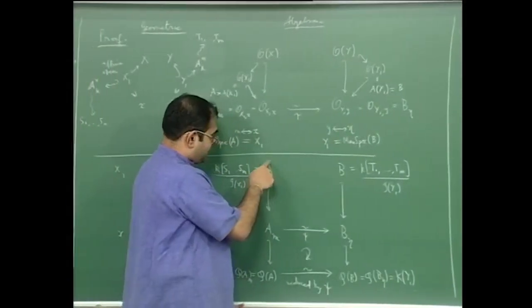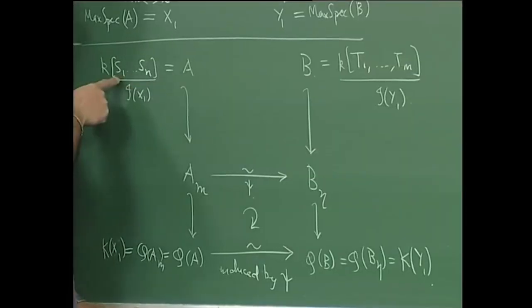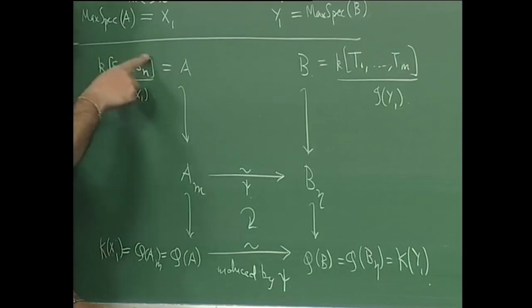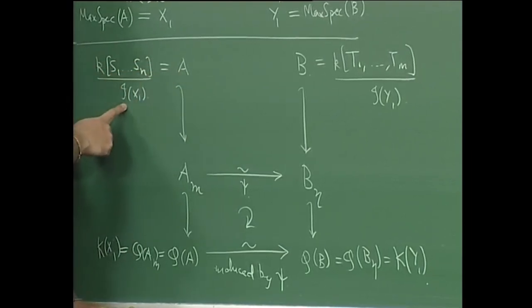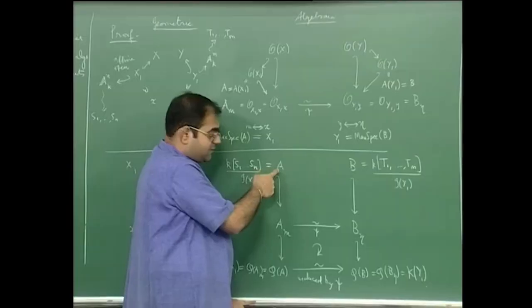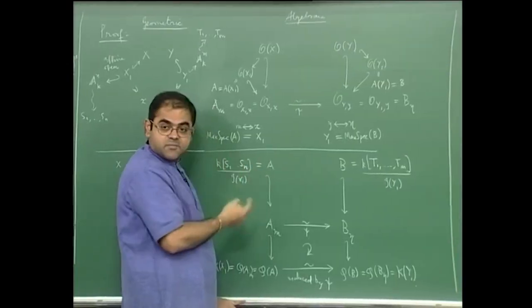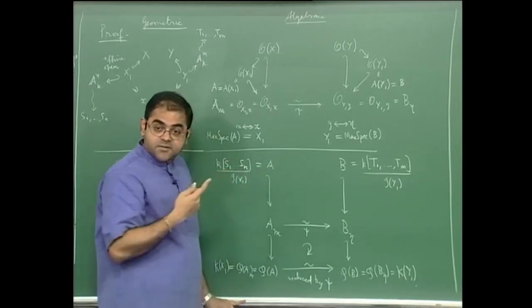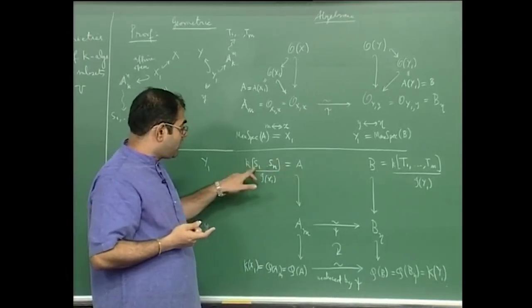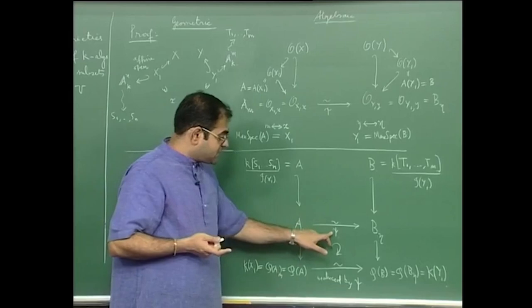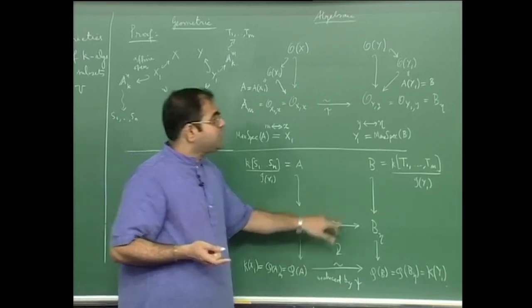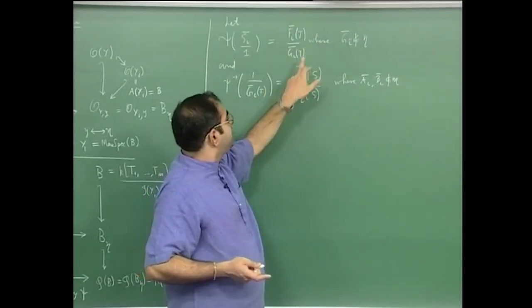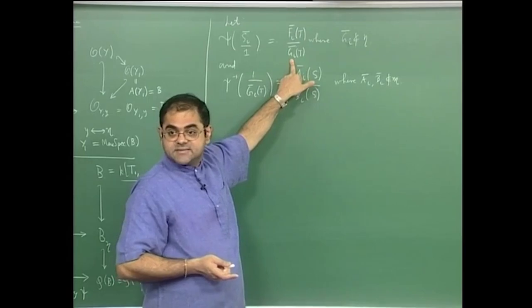Therefore any element of A is a polynomial in the si bars, okay, because A is just polynomials in the si bars modulo this ideal. So any element of A can be thought of as a polynomial in the si bars. In other words, we say that A is generated by the si bars. If you take its image under psi, then what I am going to get is a polynomial in these things with k coefficients, okay. And you can see that the denominators are given by the gi's.